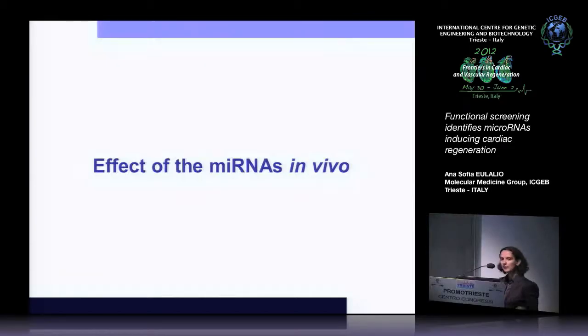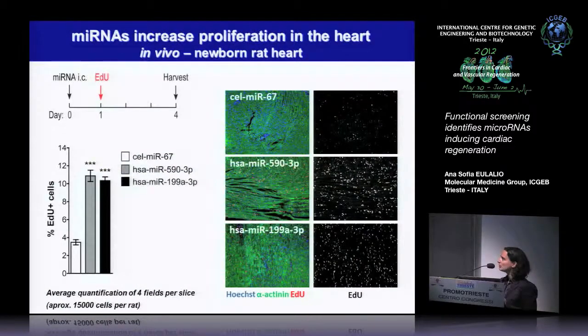So I showed you that in vitro we can induce cardiomyocyte proliferation using microRNAs, but can we also do this in vivo? For this, the first approach that we used was to inject the synthetic microRNAs intracardially in newborn rat hearts, and then look at the proliferation 4 days later. If you focus on these images, which show our proliferation marker EdU, you can see that the number of EdU-positive cells strongly increases when compared with the hearts of the animals injected with the control.